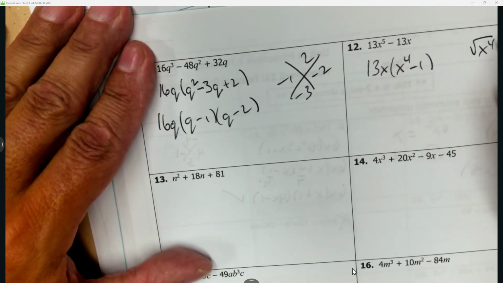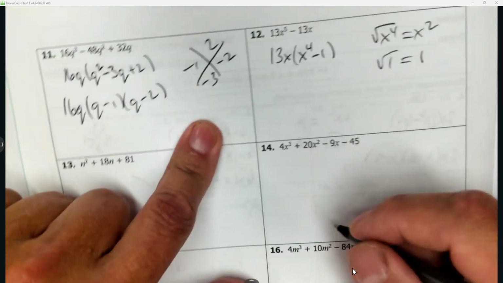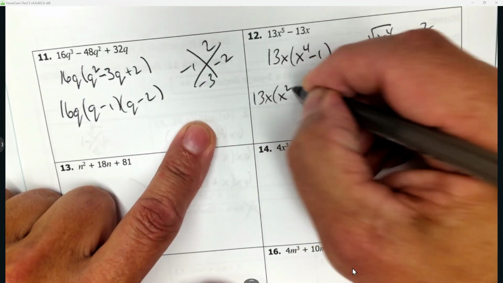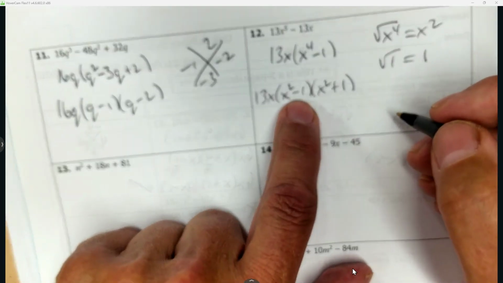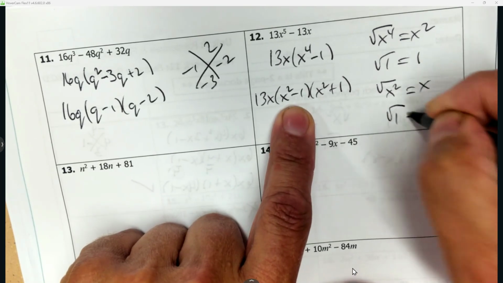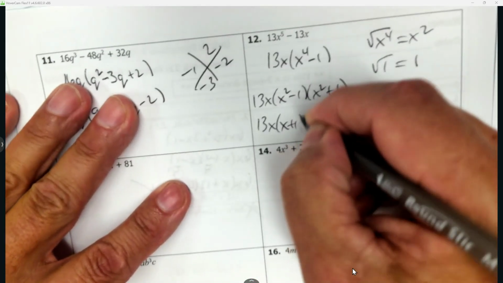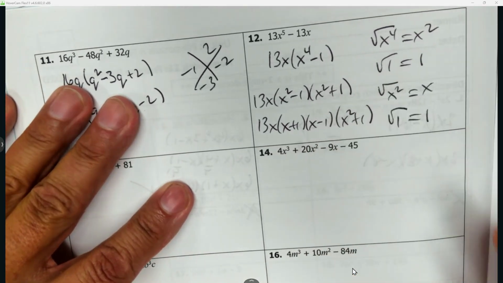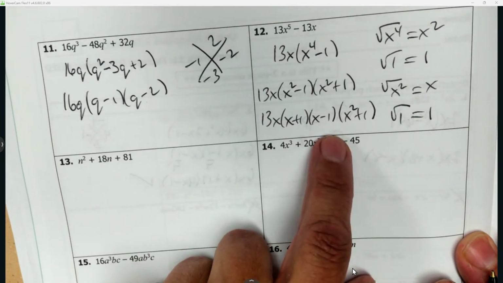So we're going to square root, and we're going to square root. Oh, there it is. So square root each one. So that gives me x squared minus 1 and x squared plus 1. So this is still factorable. So the square root of x squared and the square root of 1. So we have 13x, we have x plus 1, x minus 1, and x squared plus 1. Look at all those beautiful factors. So sometimes you have to do it more than once.